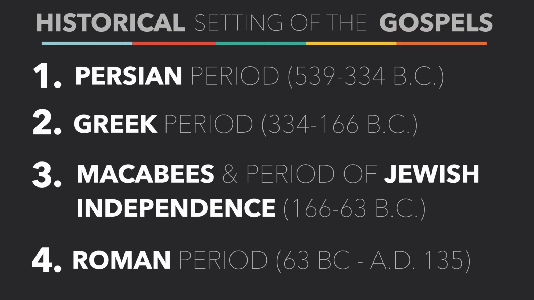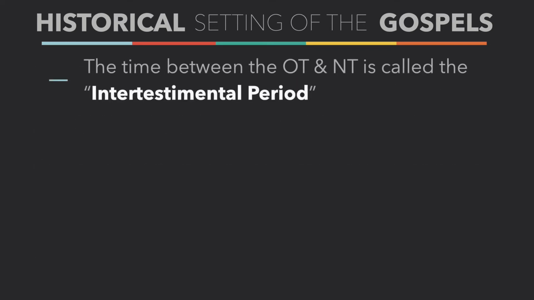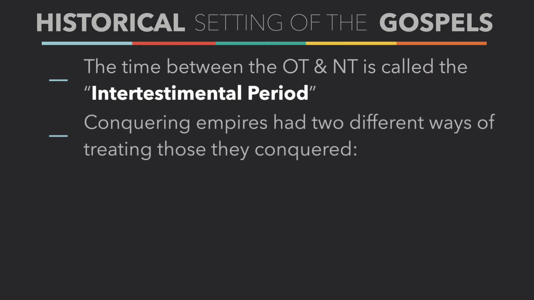Before we start looking at them, there are a couple of important things we want to know. First off, this time is called the intertestamental period, between the two testaments, Old Testament and New Testament. But what's really interesting, and what we want to keep in mind because we're going to see this over and over, was how conquering empires treated those they conquered. They had two different ways of treating those people. So let's talk about these two, because they will show up again and again.